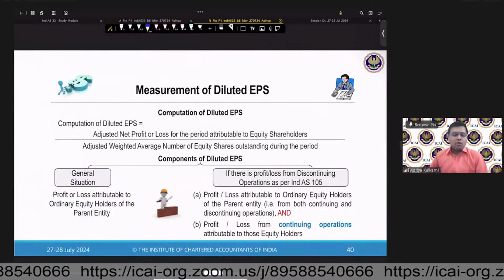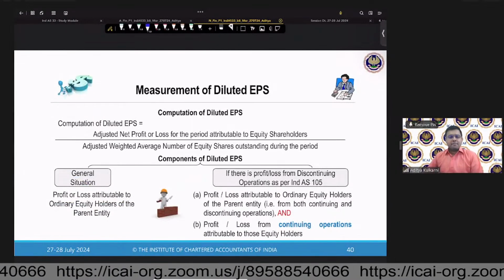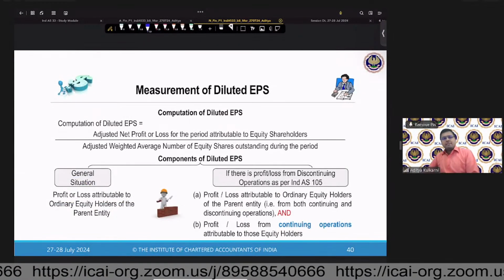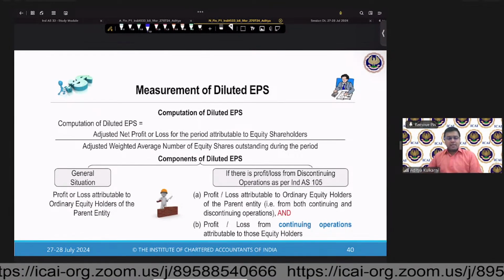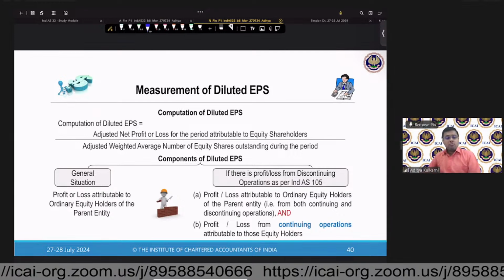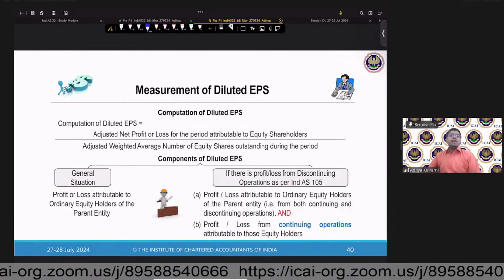All right. So how do I compute the diluted EPS? The principle is the same. It will be the earnings divided by the number of equity shares, but the earnings have to be adjusted for any dilution impacts.